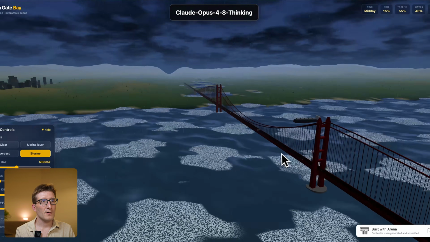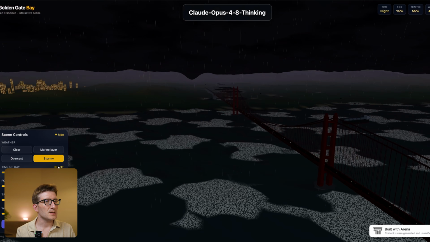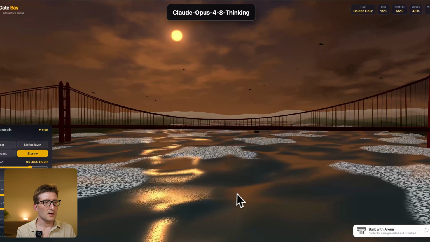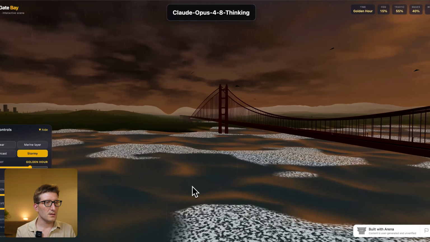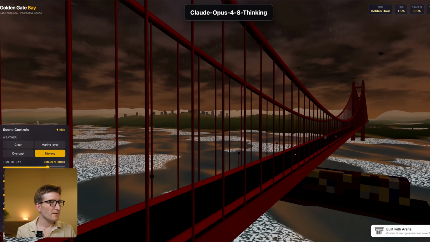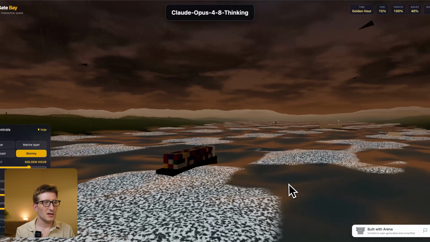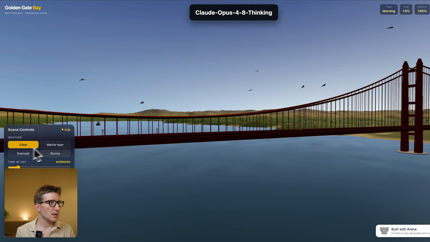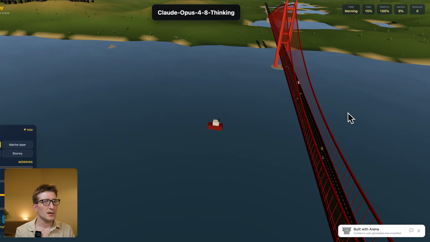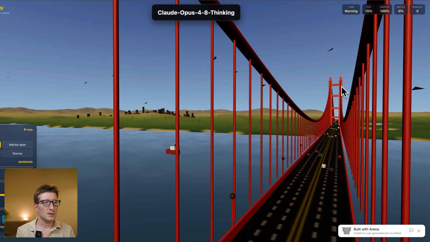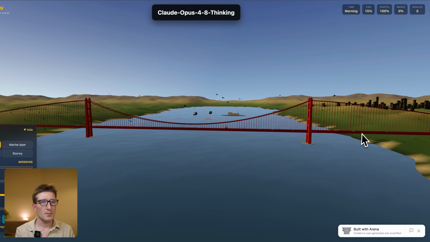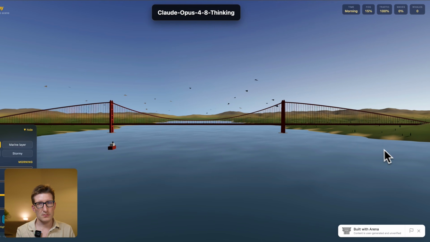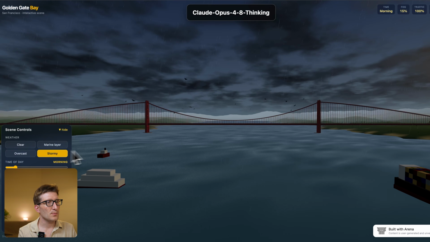So this is the 4.8 thinking. I think this is really quite good. You can see the sea here, the bay, the traffic. Maybe I would want to get it a bit higher, but this is really nice. Yeah, the weather is reacting well. The traffic is really quite good. The bridge is quite good, I think. Yeah, I think that's close to a real thing. I think this is really excellent generation, and this is 4.8 thinking.